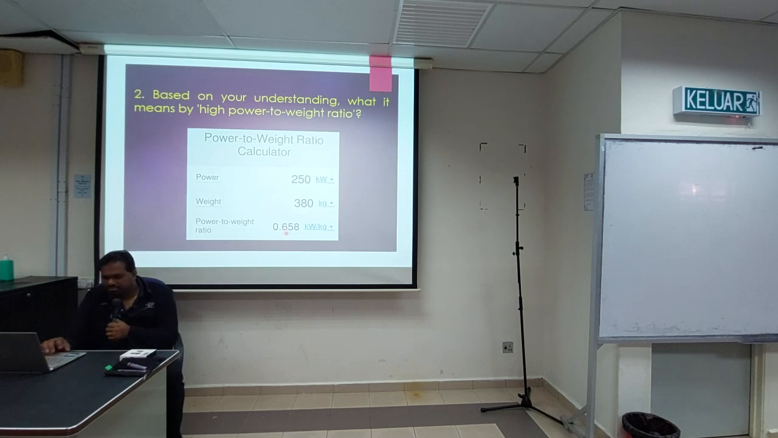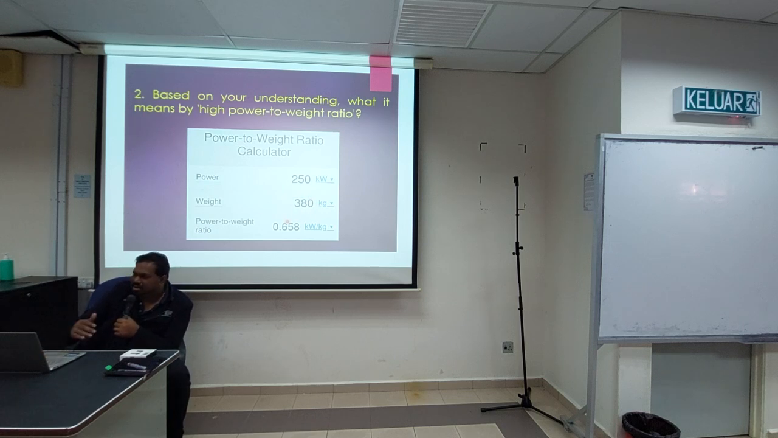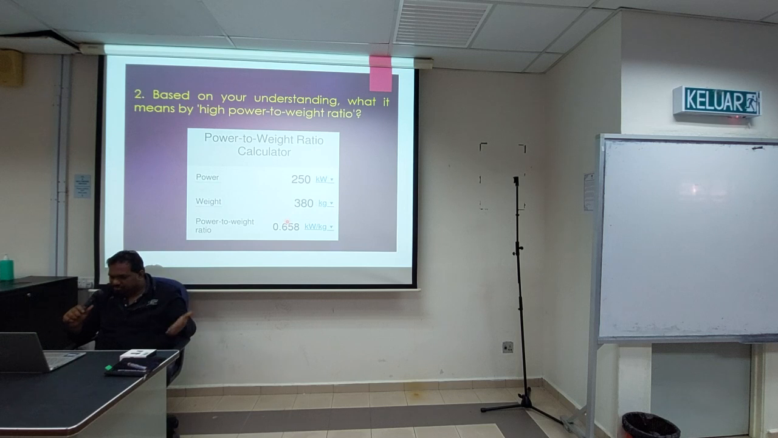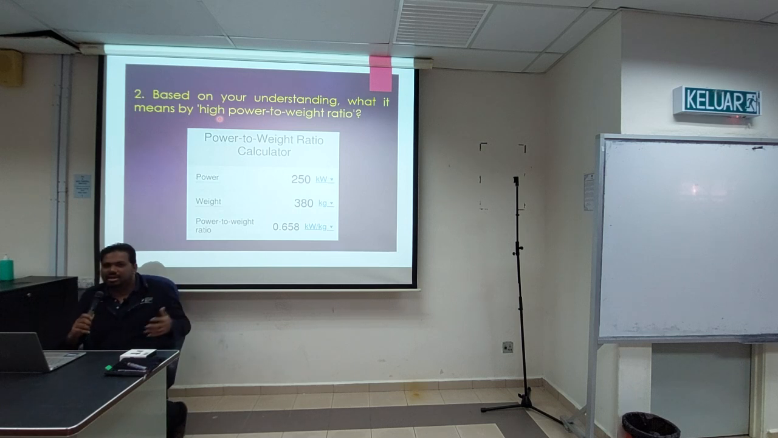So because more power, weight selalunya kita tak boleh ubah. So more power to the weight, maksudnya dia boleh buat more work. So similar like if you eat more, you'll get more energy, so you'll have more power to do work. So sama lah. So based on your understanding, what it means by high power to weight ratio: the ability of the system to do more work. So system dia boleh cater a lot of things, rather than focus on one task je.